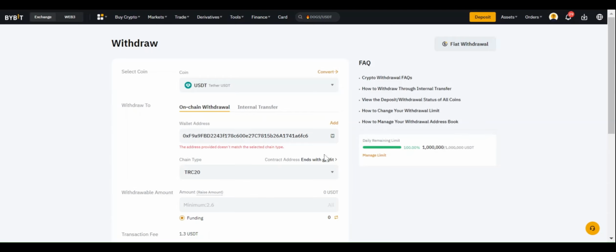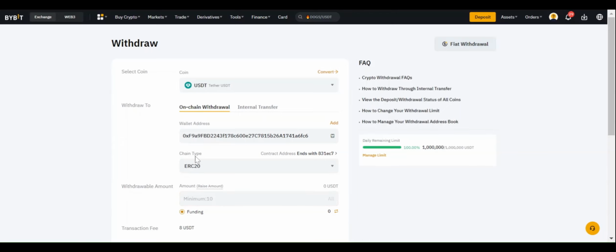Okay, so now this particular platform sent me a warning, so I put an Ethereum address and I selected Tron network. So the error says the address provided doesn't match the selected chain type. And as I said, some exchanges would give you this warning, but not all of them would. So you have to pay attention for yourself. Okay, so if I change this back to ERC20, which is Ethereum, there's no such error.